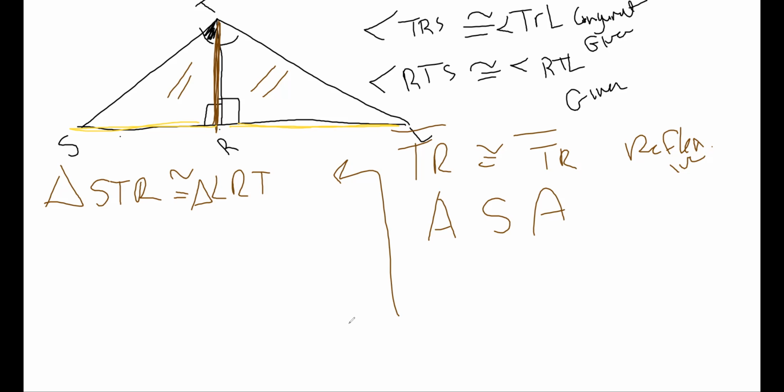Okay. So now I have proved that these two angles and this side are congruent, so I can use the postulate ASA. Since ASA works, triangle STR is congruent with triangle LRT. So by default, I can say that SR is congruent with LR. Is it right? Yes, teacher, it is TRS and TRL, yes.